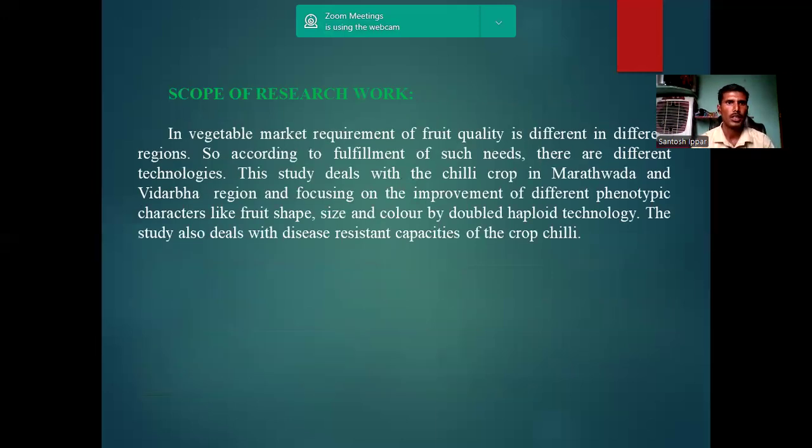Now, here is the scope of my research work, meaning what type of scope is related to chili double haploids. Here we can see there are different qualities of fruits and different sizes, shapes and colors. So with double haploid technology, we can develop different colored fruits, and plants which have disease resistance capacities.